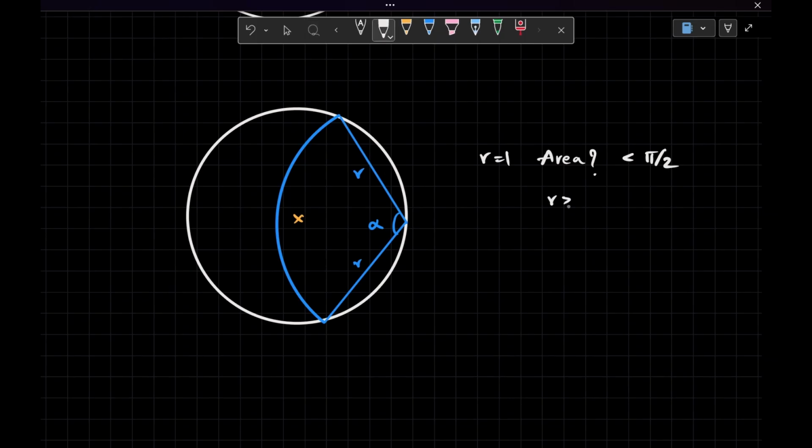R should be greater than 1. Okay, that is one limit that we got. And can R be equal to root 2? Okay, if R is equal to root 2, what would be the area? Like, can you comment on this?